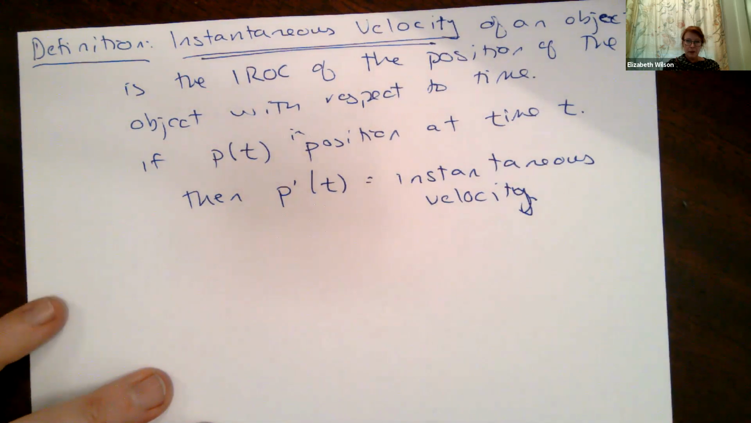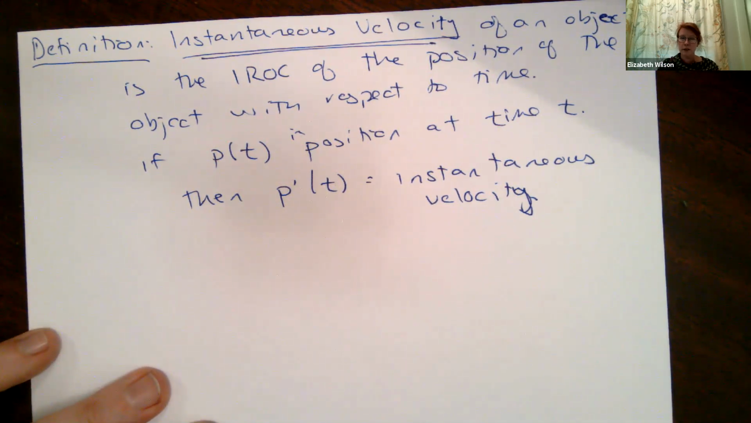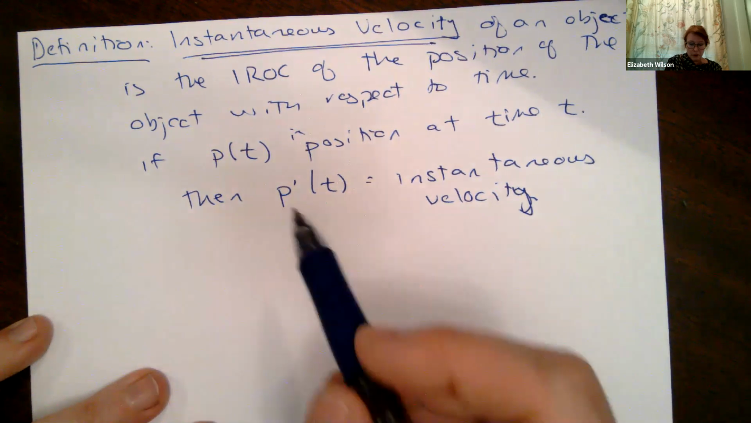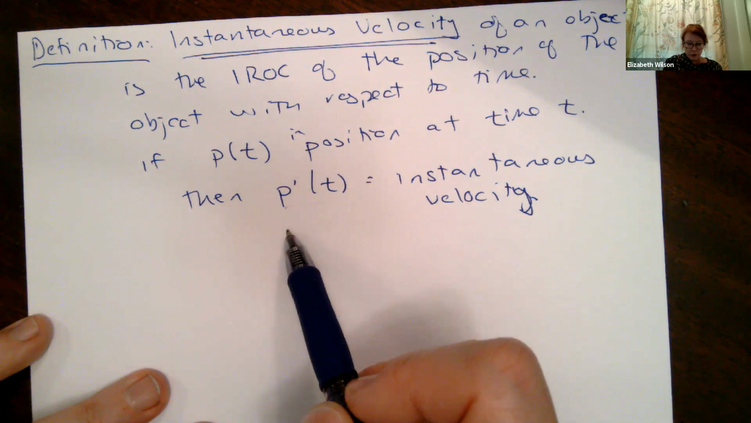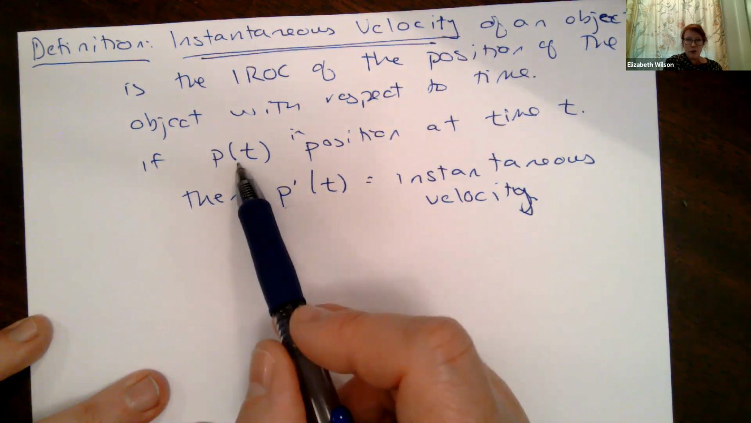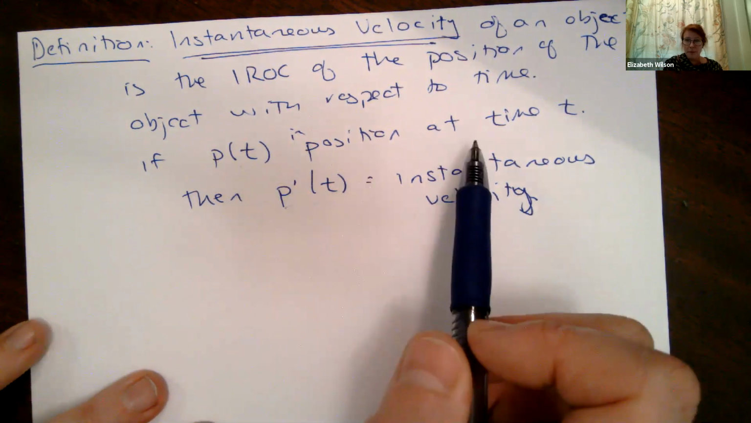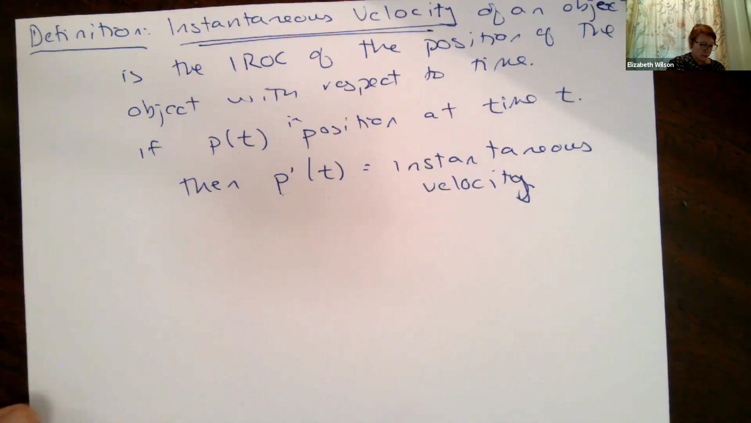Okay, so I have position. I take the derivative of position with respect to time. It's going to give me velocity. Remember your units: meters per second. Meters is my unit for position, and second is my unit for time. So change in position over change in time at a particular time is going to give me instantaneous velocity.